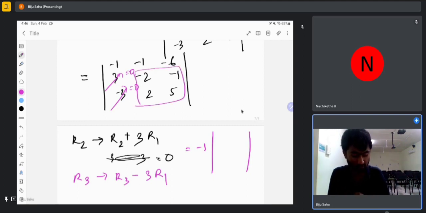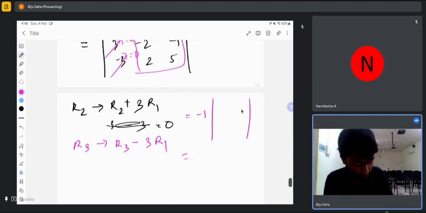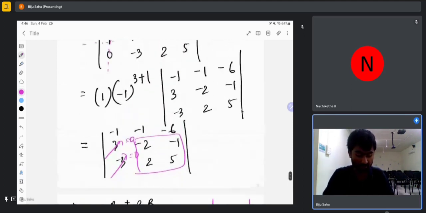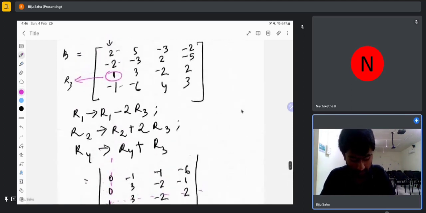change. So after you perform the row operation, you can easily get the value of the determinant. What is the value of the determinant you will get? So this is the power of the elementary row transformation.